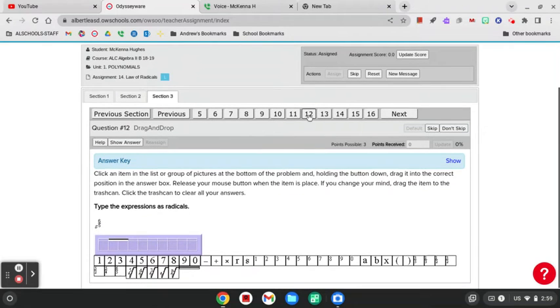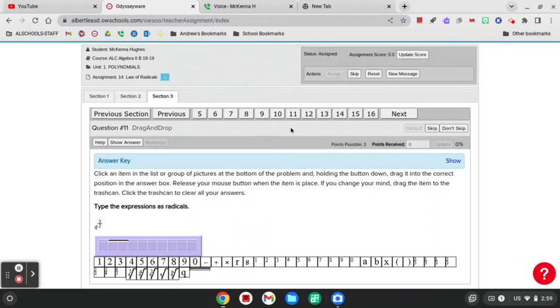Actually, I'm going to use number 11. So this is asking you to put the fraction back into a radical sign. So this is Q to the 3 over 2, to the 3 halves, q to the 3/2.